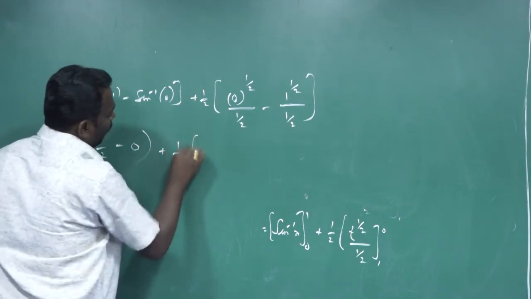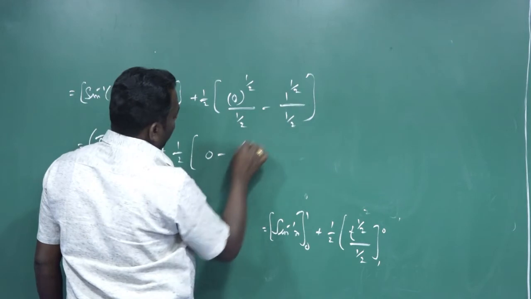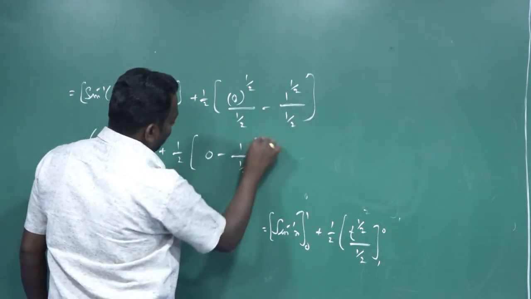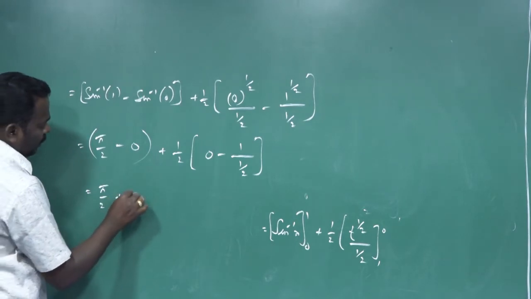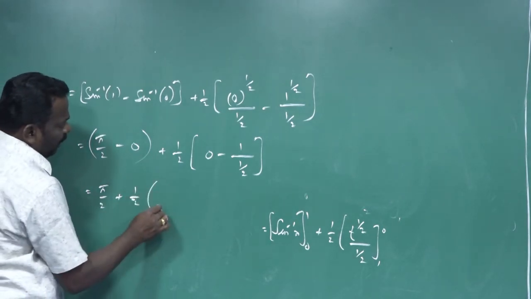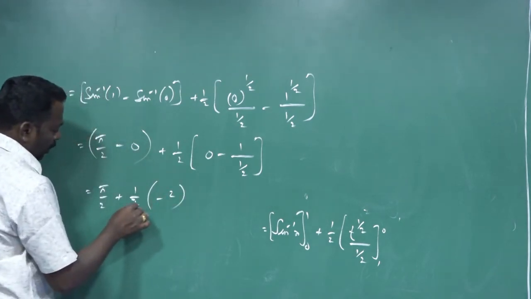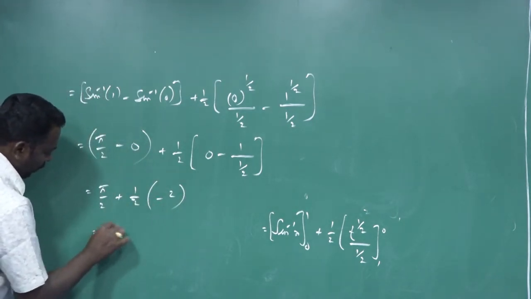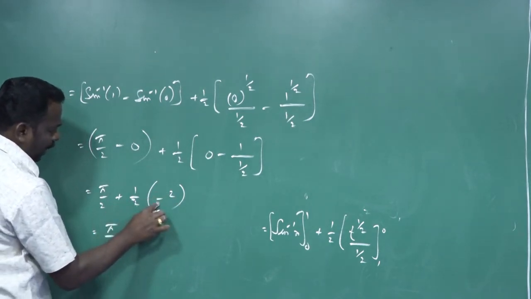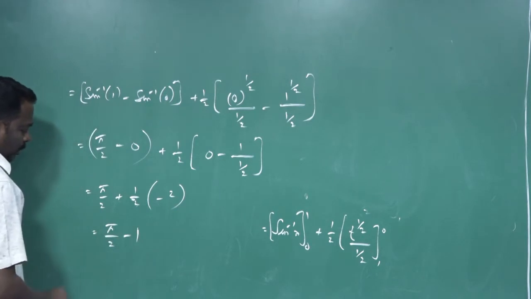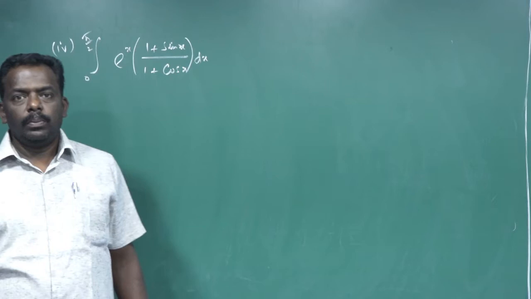Plus 1 by 2 within the bracket: 0 is simply 0, minus 1 power any value is 1, by 1 by 2 as it is. And this equals pi by 2 plus 1 by 2 outside, within the bracket take the reciprocal value, minus 2. So both 2s cancel, minus, therefore it is minus pi by 2 minus, minus plus into minus, 2s cancel, remaining 1. This is the final simplification of the sum.